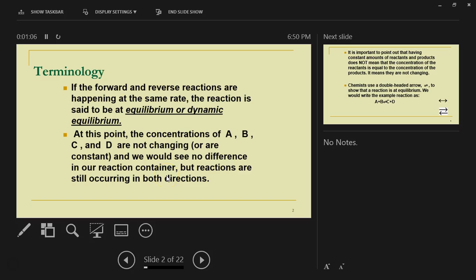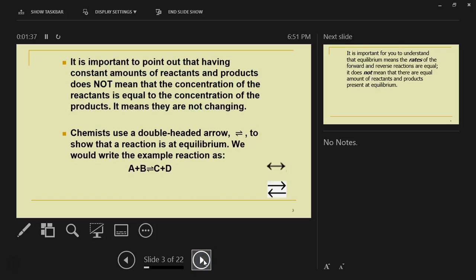So at the point when something is in dynamic equilibrium, it means the concentrations of the A, the B, the C, and the D are not changing. They're constant. And we would see no difference in our reaction container, but the reactions are still occurring in both directions. So stuff is being produced, reactants are becoming products, and products are becoming reactants.